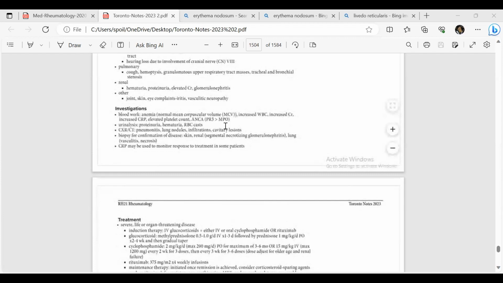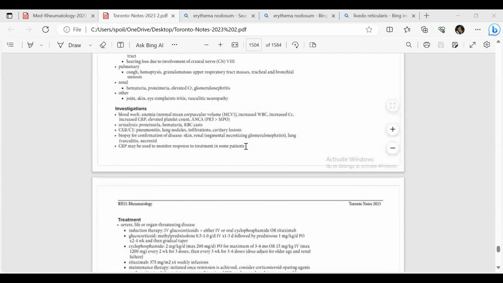ANCA, and PR3 greater than MPO. Urine analysis: proteinuria, hematuria, and RBC casts. Chest X-ray or CT: pneumonitis, lung nodules, infiltration, and cavity lesions. Biopsy for confirmation of disease. Skin, renal, lung: in skin and renal, segmental necrotizing glomerulonephritis. In lung, we will see vasculitis or necrosis. CRP may be used to monitor the response to treatment in some patients. Okay, CRP is usually monitored to see the response of the treatment.